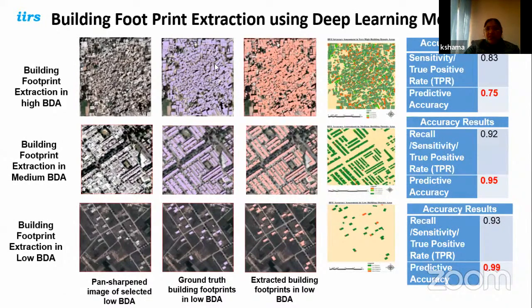So you can see that there is one exercise we have done using remote sensing data where buildings were extracted in different building density areas. Here you can see it's very good accuracy, especially in medium building density and low building density areas. In high density areas also it is very good. Nearly 75% of buildings are extracted correctly.